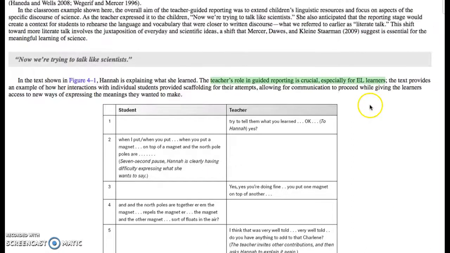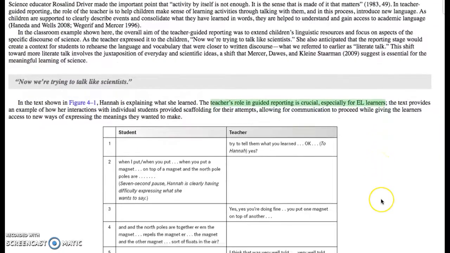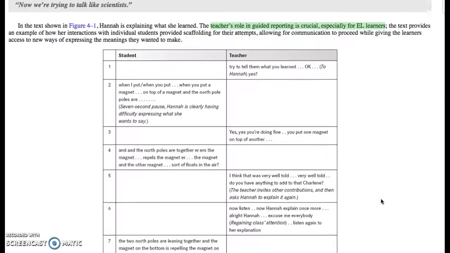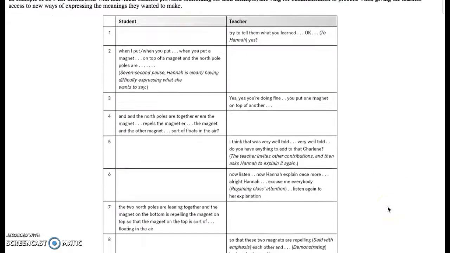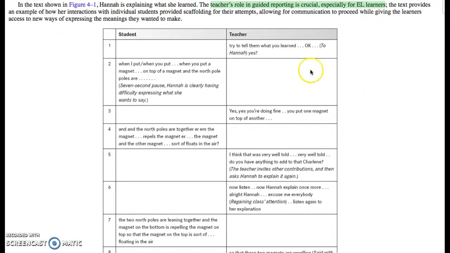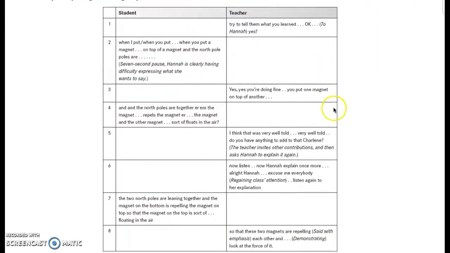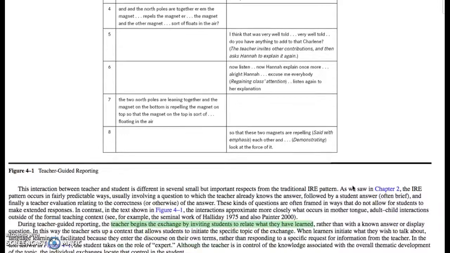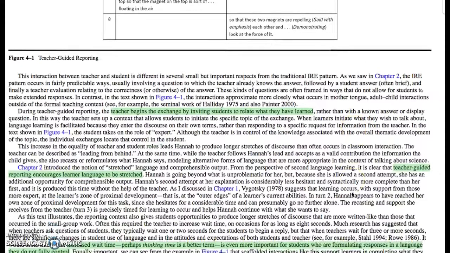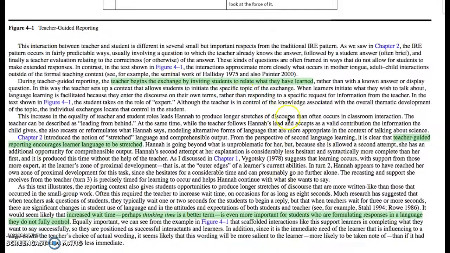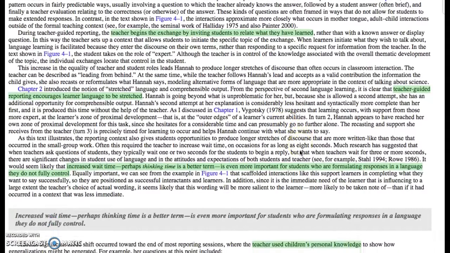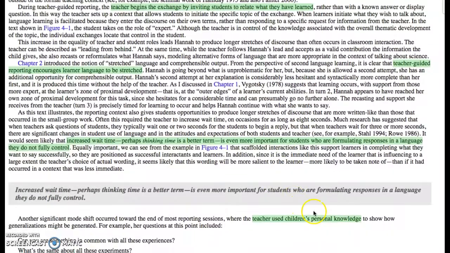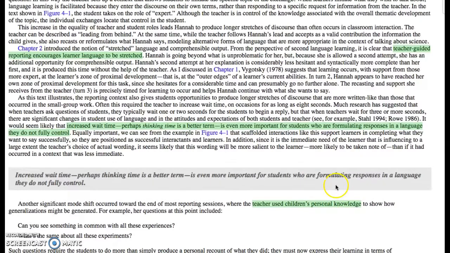So next is the third step, which is the teacher-guided reporting. In this stage, the teacher's role in guided reporting is crucial, especially for English language learners. So here we can see an example of this, the continuous level of support, high support for students, to keep pushing them to finally get their final thoughts out, and to not give up on what they have to say. So they relate what they have learned to things that they already know, and encourage also stretch language that we saw in previous chapter 2.